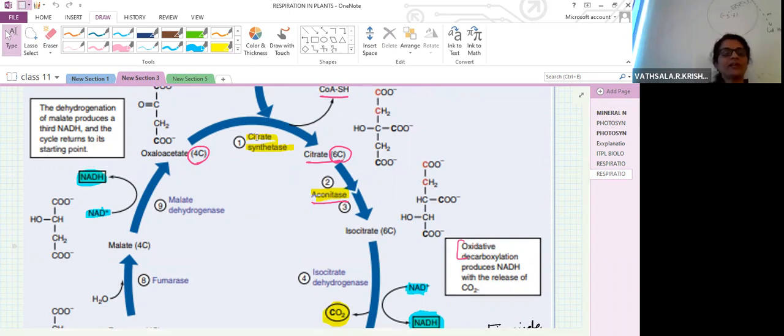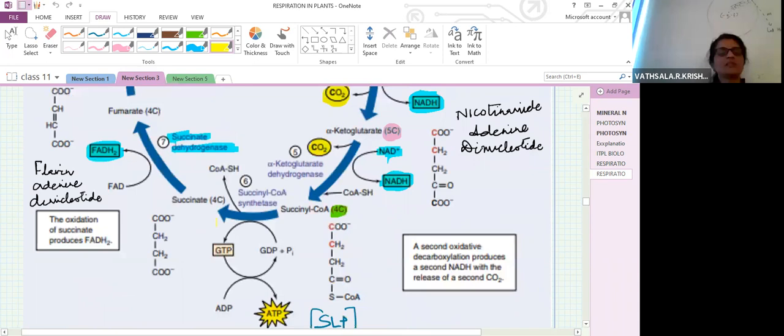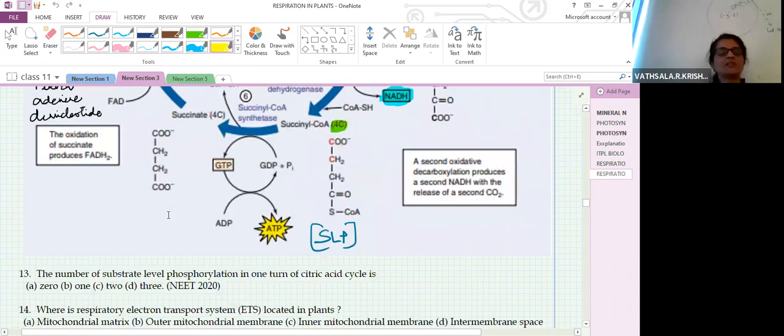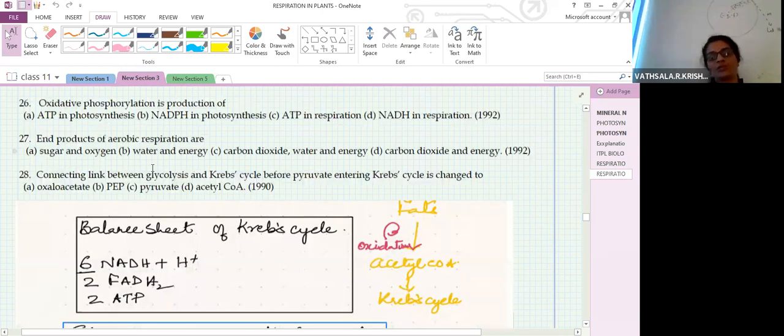See, the third NADH is produced here in this cycle, and it comes to the regeneration of OAA, that is oxaloacetic acid. So now come on, answer all these questions. Then your knowledge of the Krebs cycle is, to some extent, clear. Before going to those questions, I would like to give you this balance sheet.